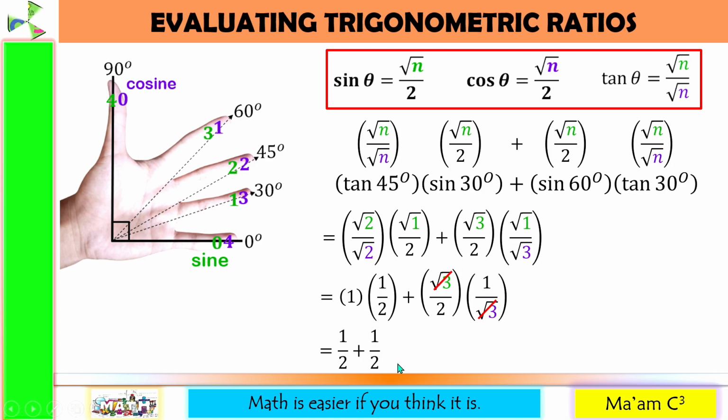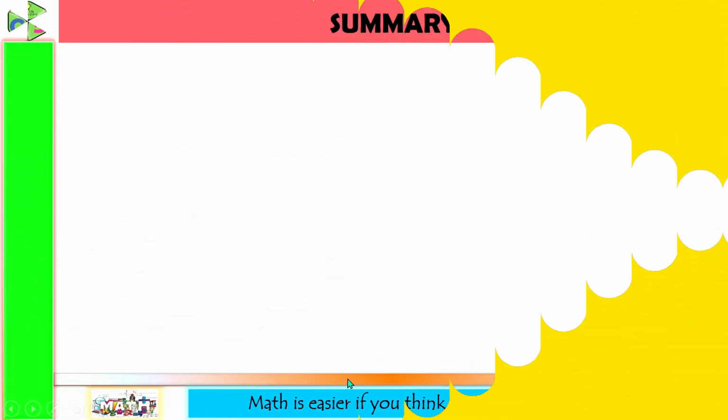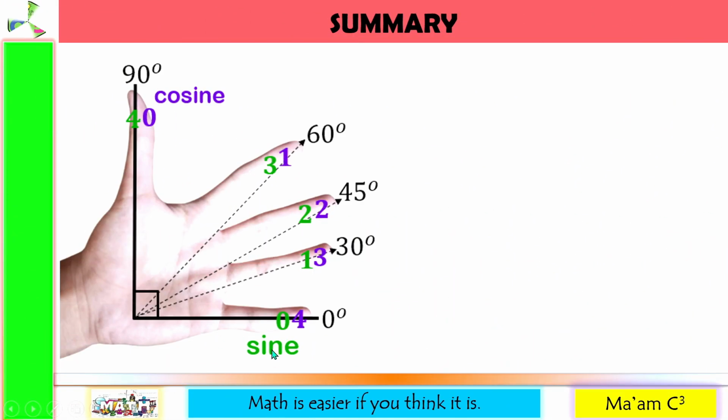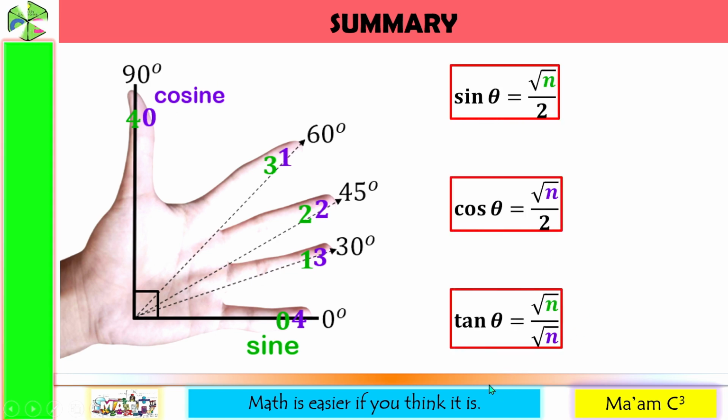1/2 plus 1/2. Same denominator, copy the denominator, add the numerators. 1 plus 1 is 2, so we have 2 over 2. And this is equal to 1. For the summary, here is our magic hand. Just remember to number your fingers 0, 1, 2, 3, 4 going up if it is for sine. And then starting at your thumb, going down, 0, 1, 2, 3, 4, if it is for cosine. And also the three formulas that we use for sine, cosine, and tangent.